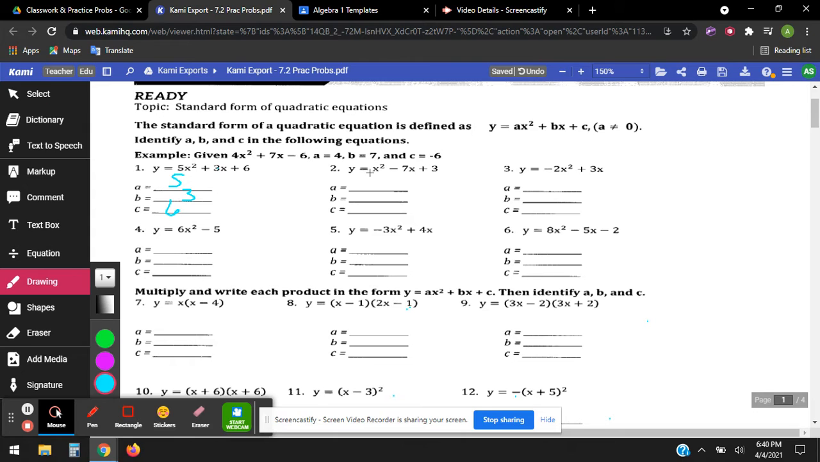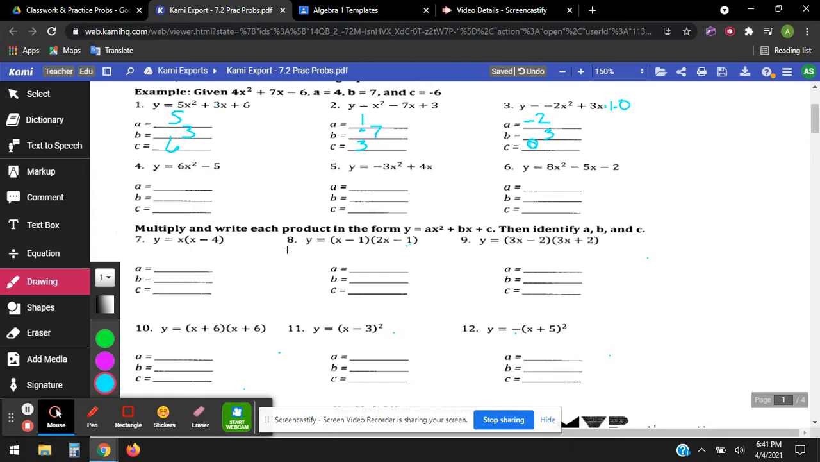So let's go over here to this one. It's pretty straightforward. There's only one x squared, so a is 1. There is negative 7 x's, so we need to put a negative 7 in there. And there's a positive 3 c's. Okay, over here for number 3, we have negative 2 x squareds. And we have 3 x's, so b is 3. And it's really like a plus 0, so c is 0.